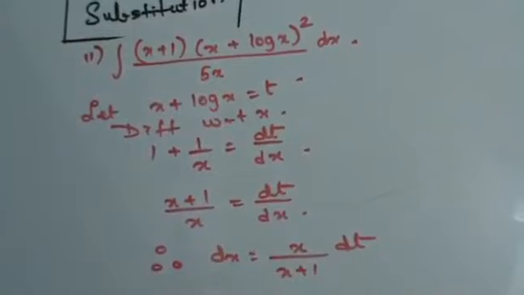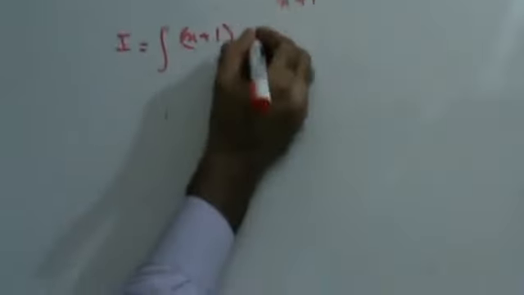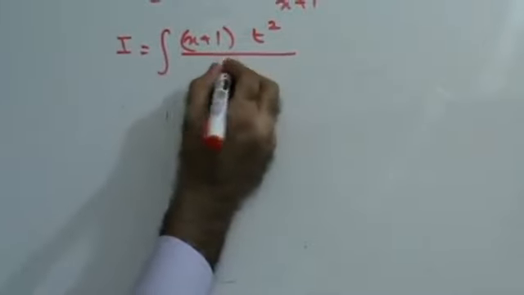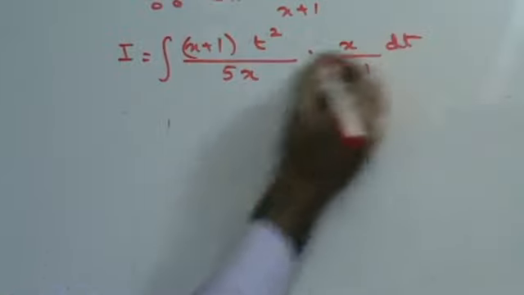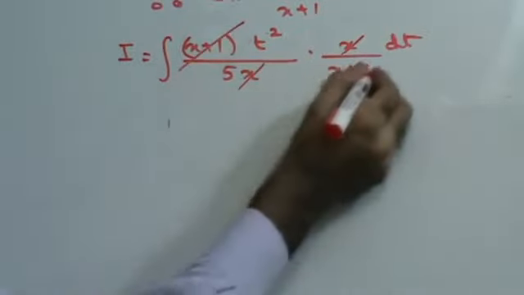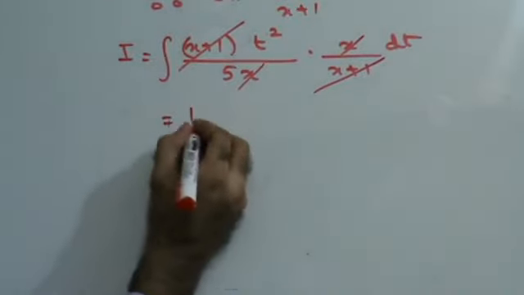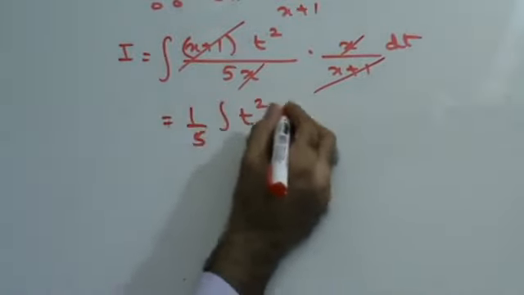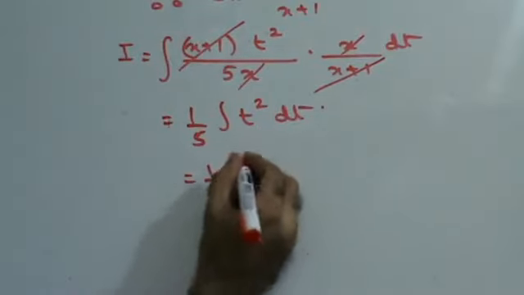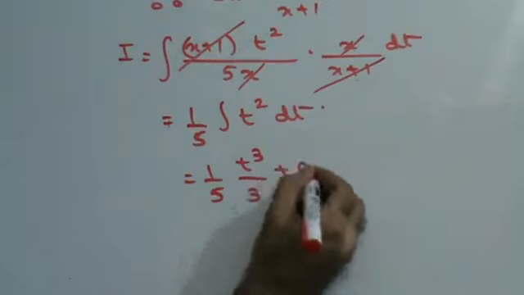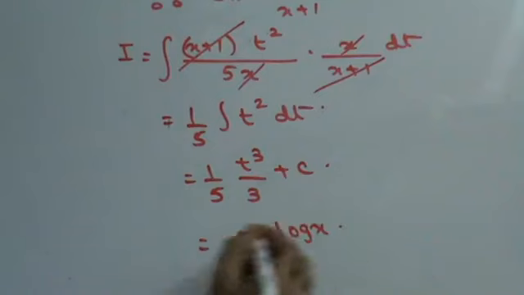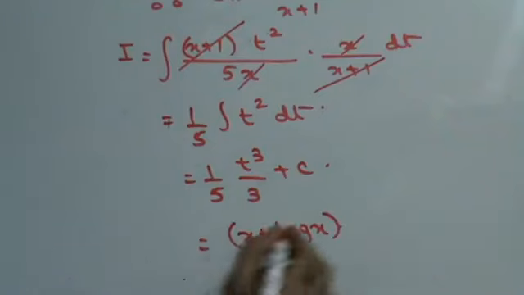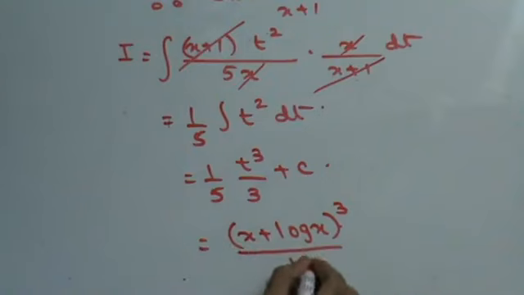Once you've done this, I can say I is integral of x plus 1 into t square upon 5x. Dx can be written as x upon x plus 1 dt. X and x get cancelled, x plus 1 gets cancelled. So this is 1 upon 5 integral of t square dt, which is 1 upon 5 t cube by 3 plus c. T can be written as x plus log x. I'm resubstituting, guys. X plus log x the whole cube upon 15 plus c. Next, let's see the next sum, guys.